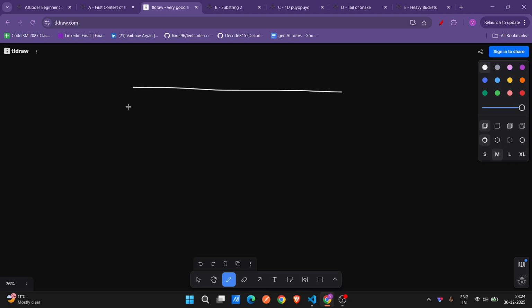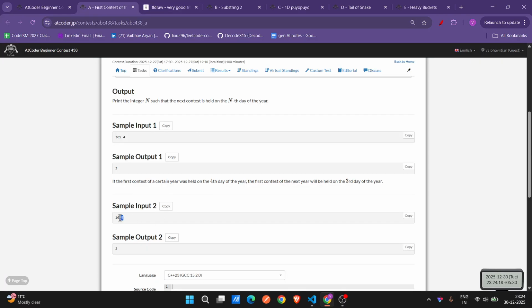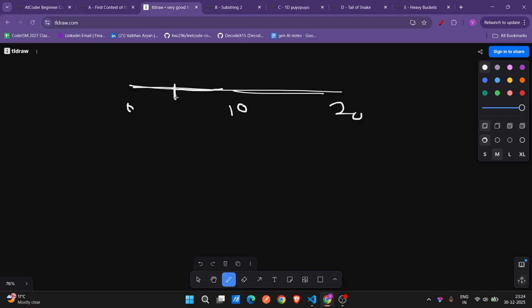If you have a year with 0, 10 and 20, this is one year, and if the contest is happening on the fifth, the first contest will happen here and the next contest will happen after 7 days, which is 12. So you just have to tell this value, which is 2. So you can see the answer is 2.